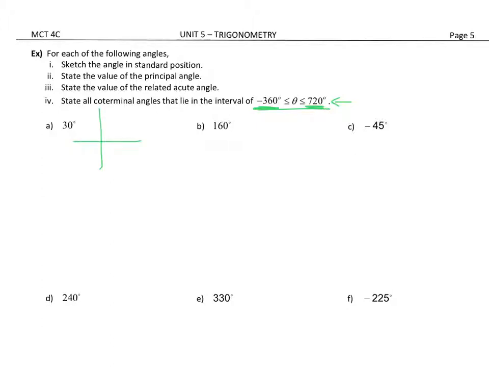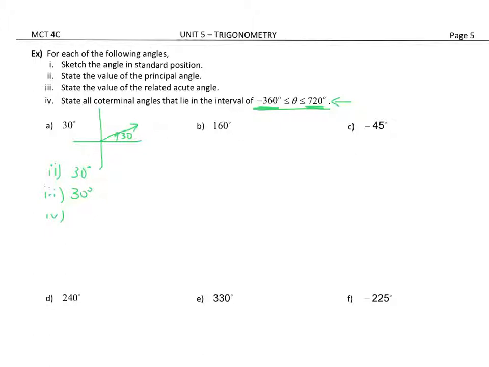All right, so 30 degrees. 30 degrees is going to just start and be 1/3 of the way to 90 degrees. There's my 30-degree angle. That is my principal angle. So for part 1, I've got my sketch in there. Part 2, the principal angle is going to be 30 degrees. It's the same as the angle I actually sketched there. The third part, my related acute angle, is also 30 degrees. It's the angle that that terminal arm is making with my x-axis.